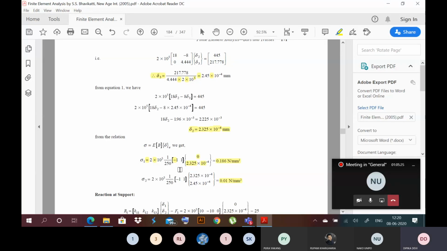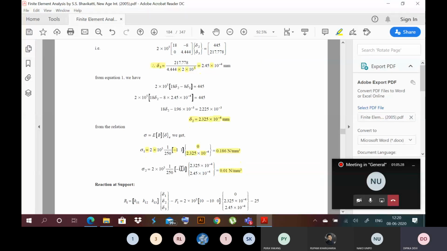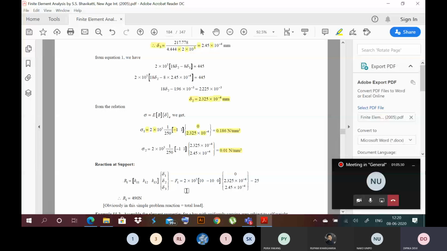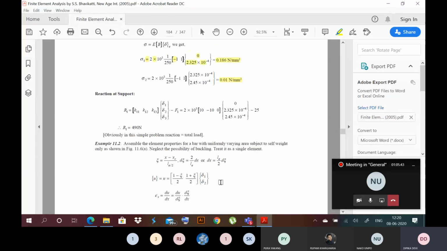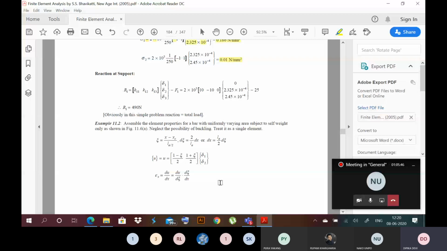You can even find out the strain: B into delta will give you the strain. Then you are asked to find out the reaction. I already told you how to find the reaction. Use that equation. They have written that equation and found the reaction. So that way you can simply find out the reaction. So the problem is solved. Now we'll solve another problem.